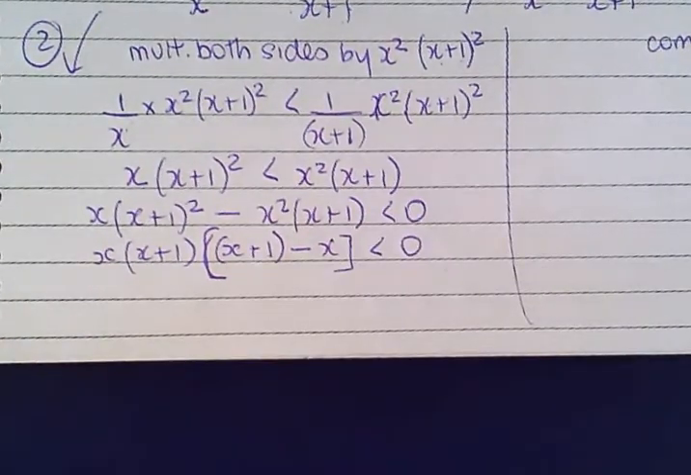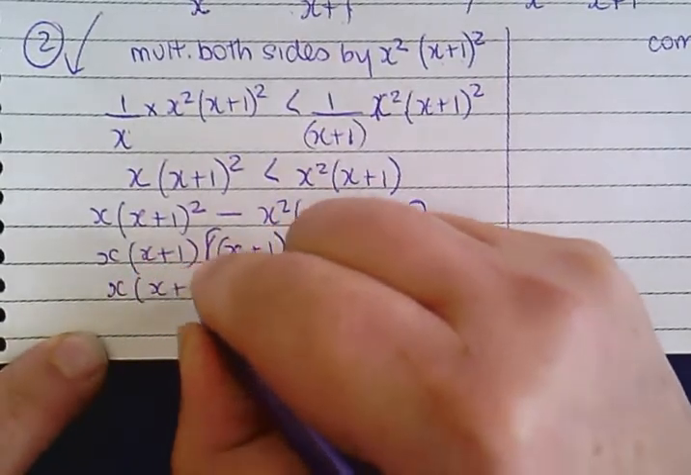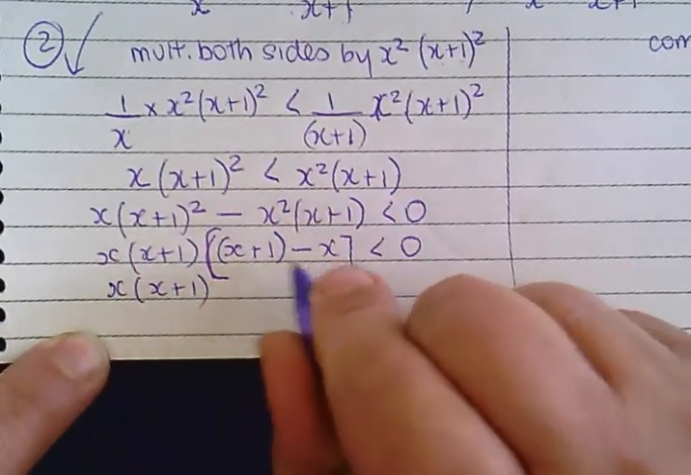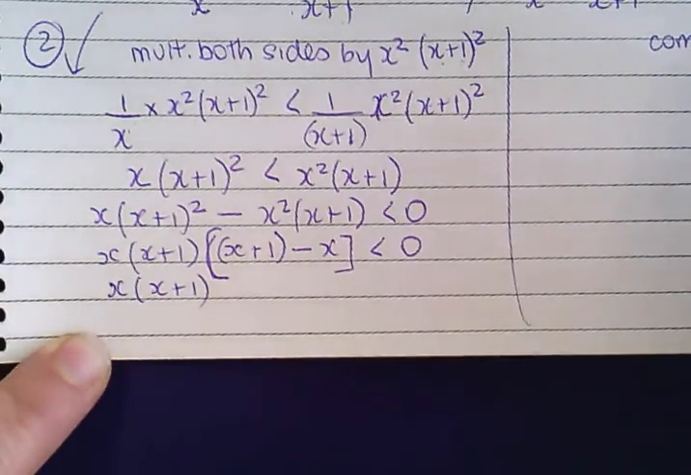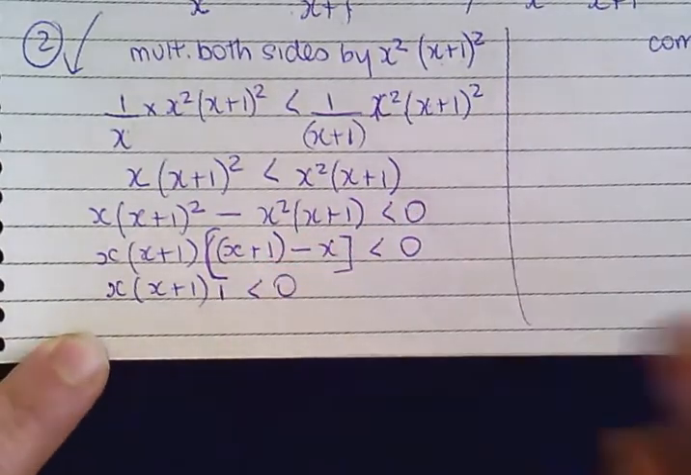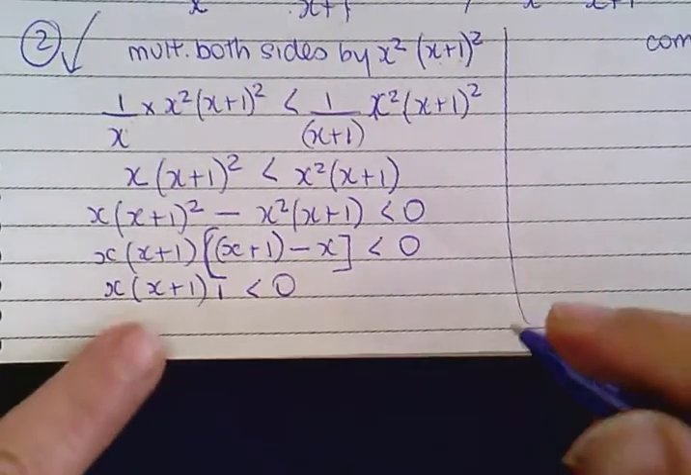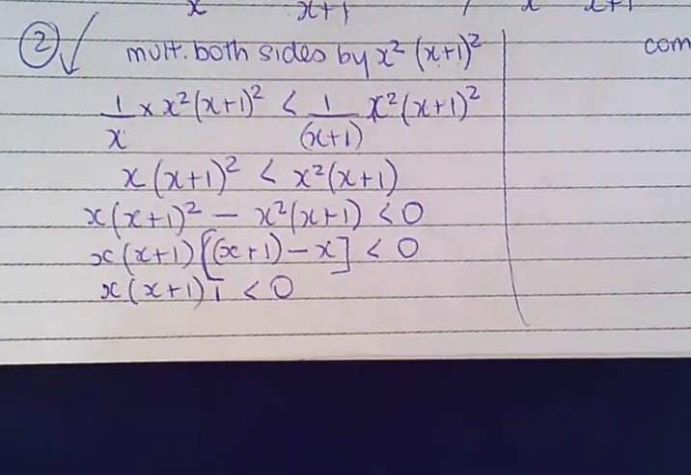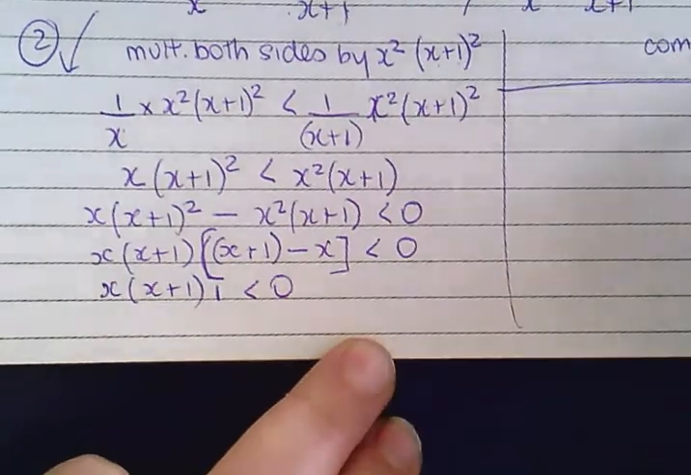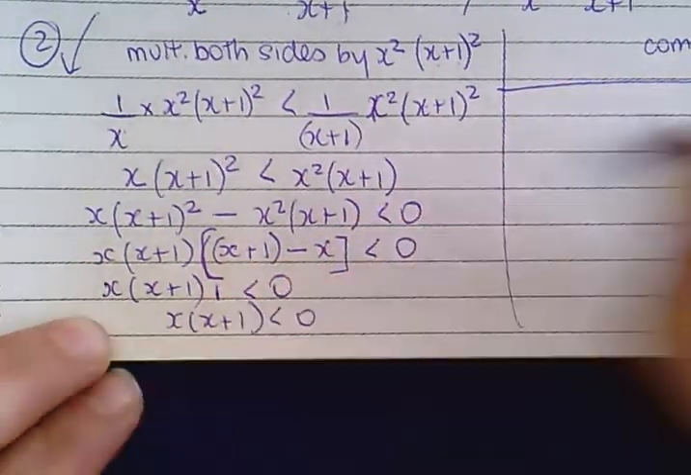So I took out an x plus 1. So I've got x bracket x plus 1. What's this? X plus 1 minus x. What's that? 1. This is great. It's 1. So is this a cubic this time or a quadratic that I'm sketching? It's a parabola. So it's x bracket x plus 1 is less than 0.